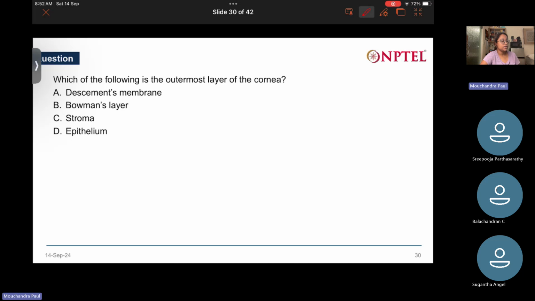Now, I have made some questions based on the structure of the cornea. All right. So, the following questions will be based on that. Which of the following is the outermost layer of the cornea? So, these are the options: Descemet's membrane, Bowman's layer, stroma, epithelium. Which is the outermost layer? I'll show the diagram in a minute, but give it a try first. D, ma'am. D. So, why is it?